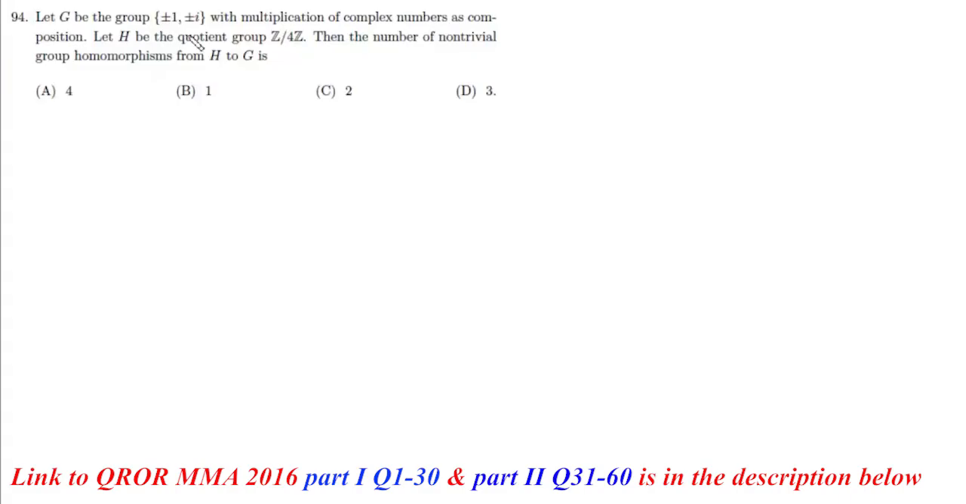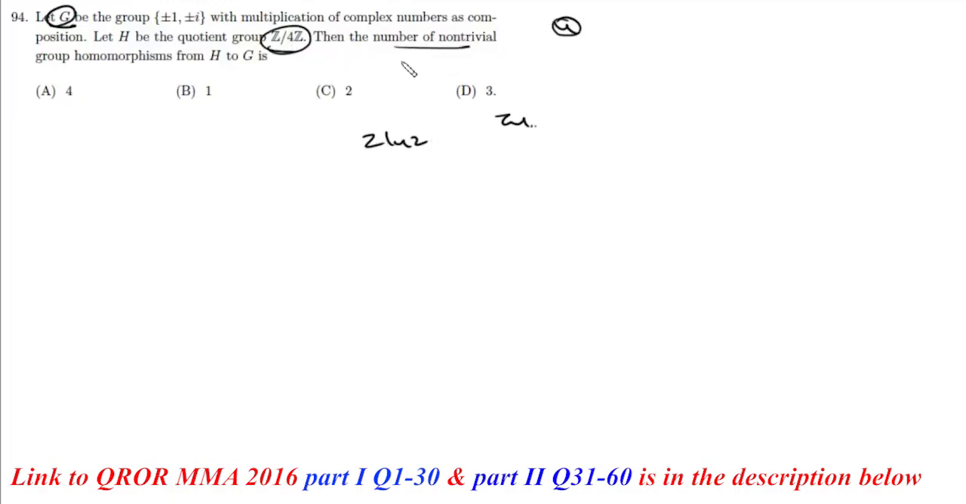Now question number 94 is, let G be this group {±1, ±i} with multiplication of complex numbers as composition. Now H is this quotient group Z by 4Z, then number of non-trivial group homomorphisms from H to G is. Now this group G, it is a cyclic group and order of G is 4. Now this quotient group Z by 4Z, it is isomorphic to Z4. So therefore this Z upon 4Z, it is also a cyclic group of order 4.